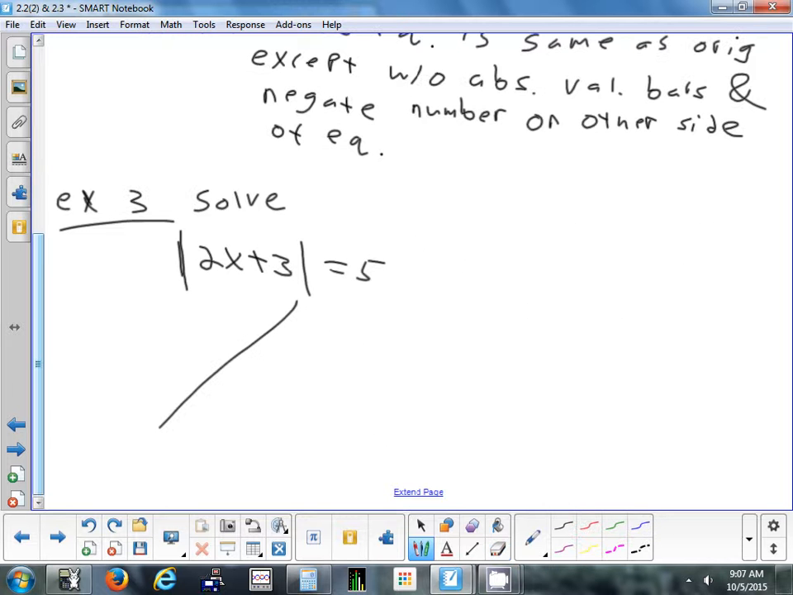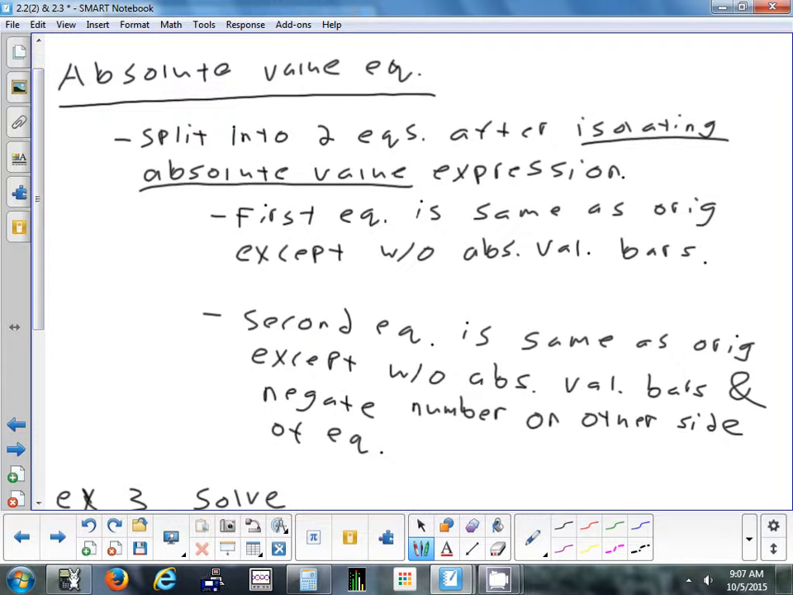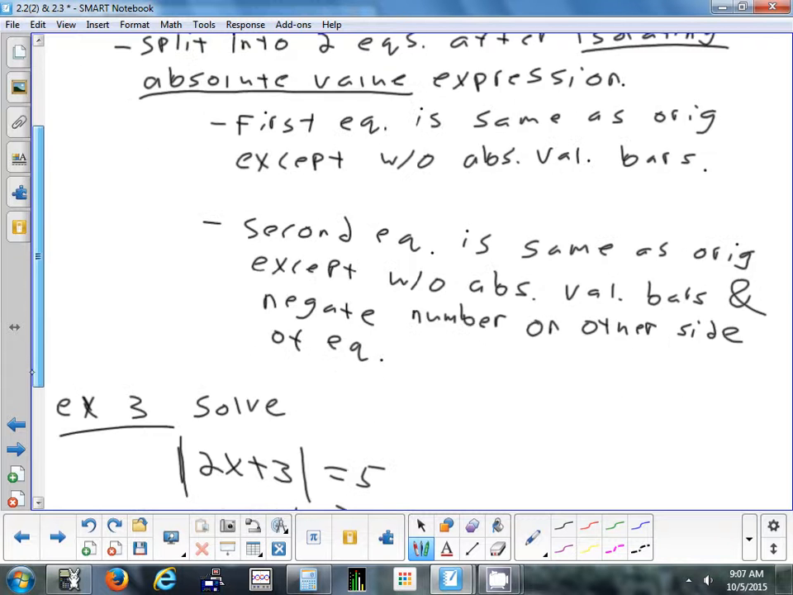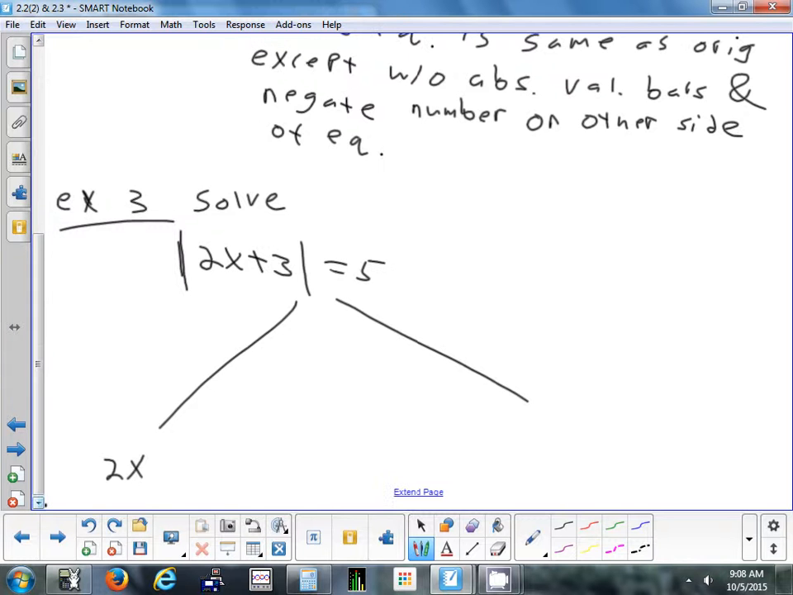All right, so let's split this into 2 problems. First equation, take the original problem and just erase the bars. You don't do 2x plus 3 negative 5. Yep, so that's going to be our second one when we do the negative 5 on the other side. Anybody give me my first equation, though? The first one I'm going to solve. Whoopi? Yeah, go ahead. 2x plus 3 equals 5. Good. Right, so that's our first equation.